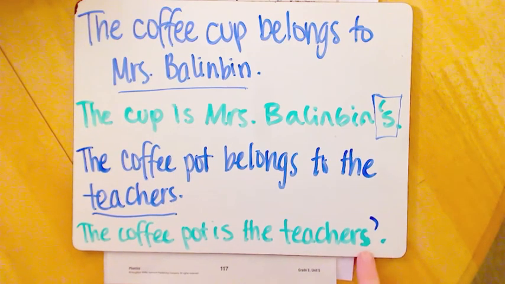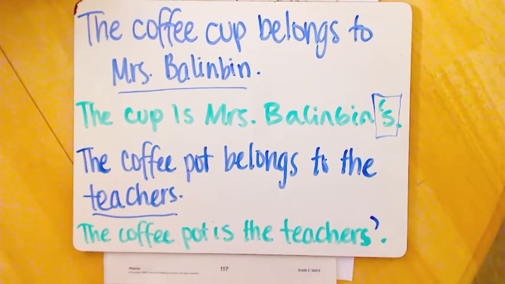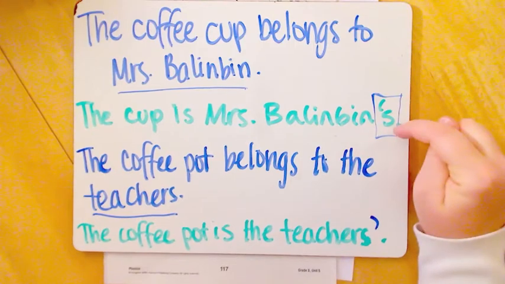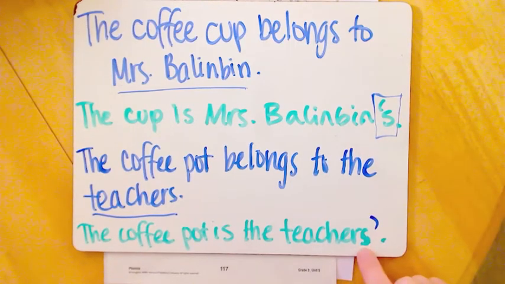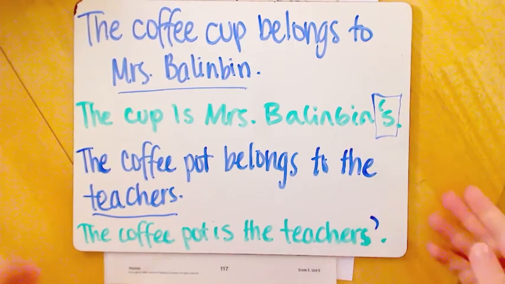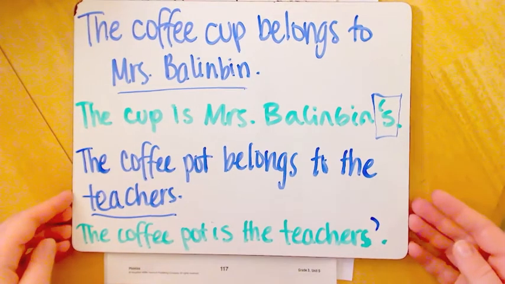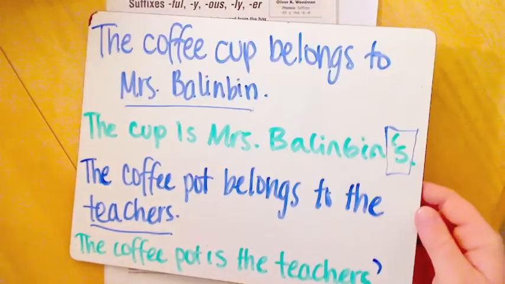This also looks a little silly, but it makes a lot more sense than S apostrophe S. So those are your two options. Either it's apostrophe S, or if it already ends in an S, you just put the apostrophe at the end.